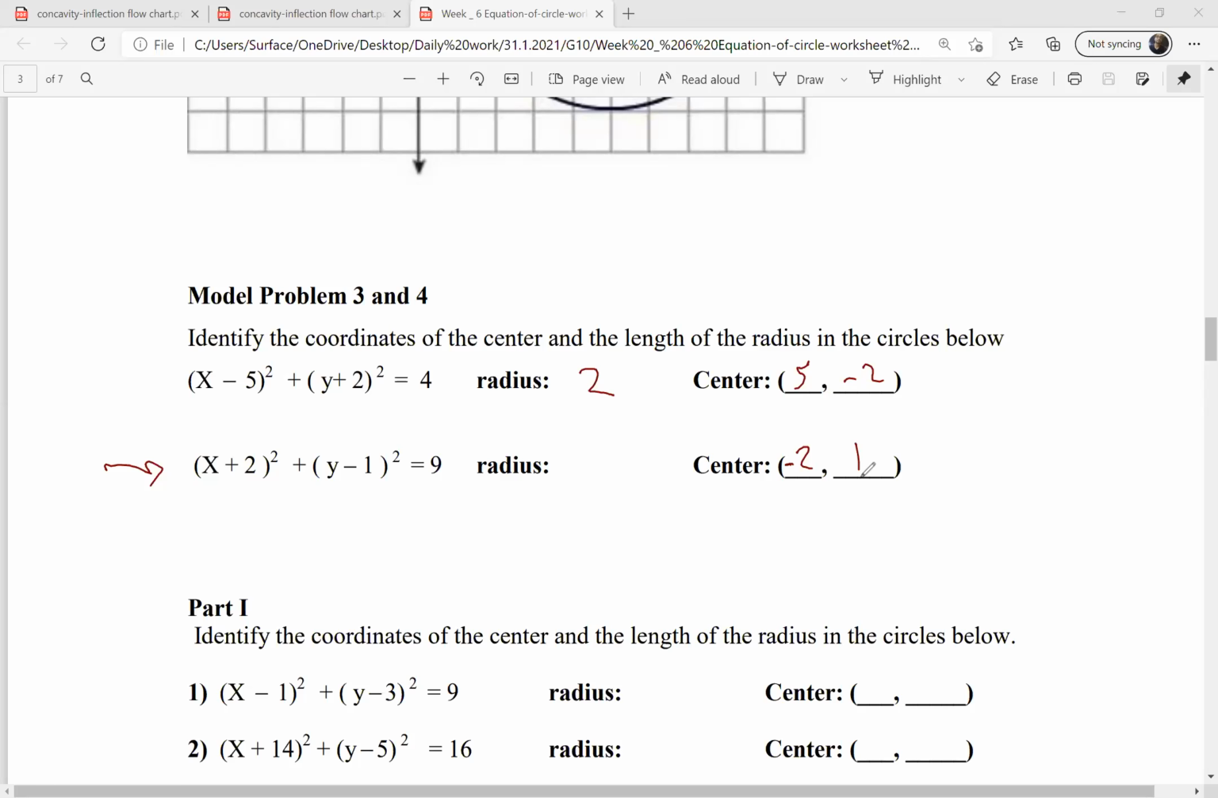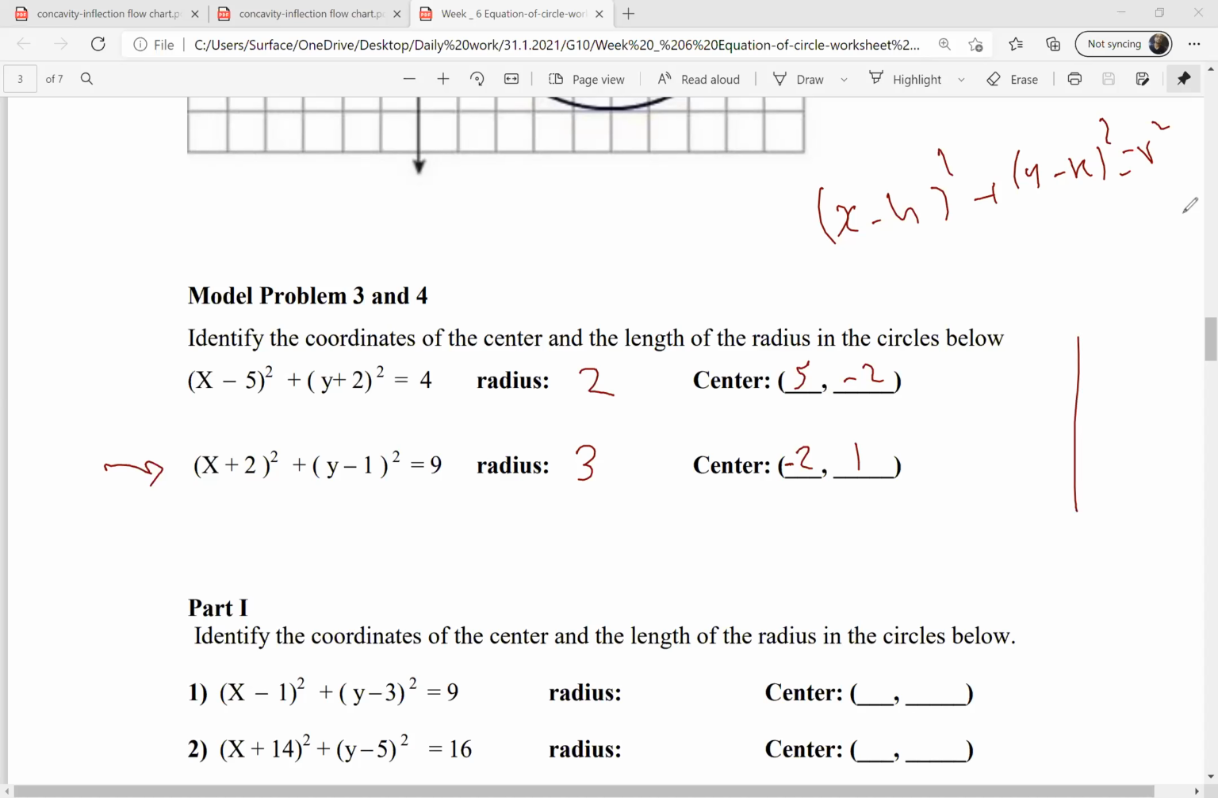Do we divide 9 by 2? Is it right, guys? 9 divided by 2? The square root of 9. The root is 3. Yes, square root, because the equation (x minus h) squared plus (y minus k) squared equals r squared. So r squared represents 9. Then the radius is 3. Okay.